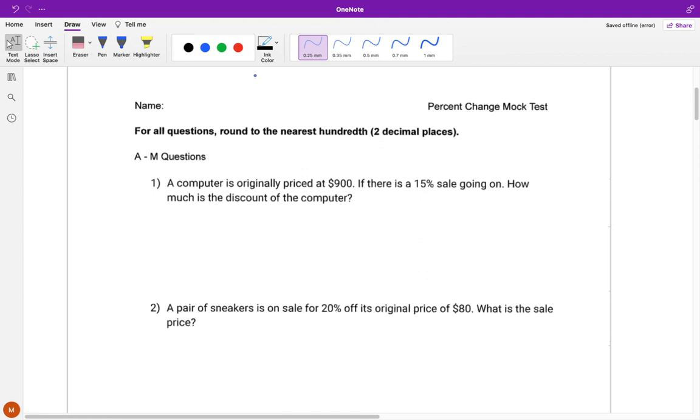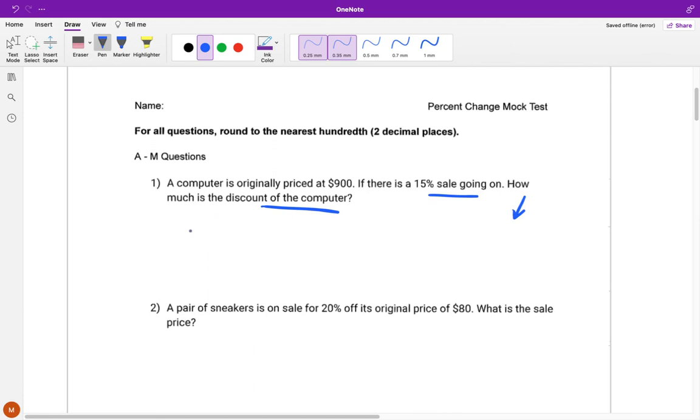For this one, it says a computer is originally priced at $900. If there is a 15% sale going on, how much is the discount of the computer? So here it's not asking for the final cost, it's just asking for what the discount is. And if it's a sale, that means it's going down. Not that we need to know this right now because you weren't asked to find the total cost, but if you did, you would have to know that that's being subtracted.